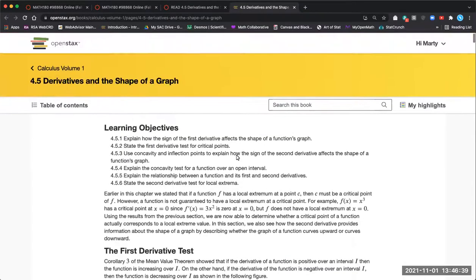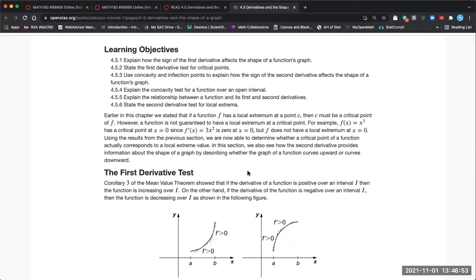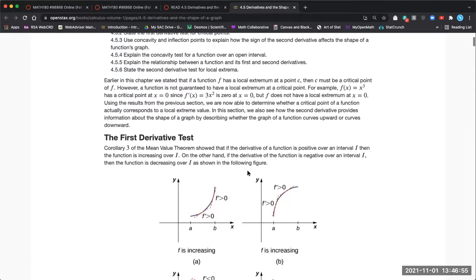Okay, lesson 4.5, applications of derivatives, shapes of graphs. We're going to be using first derivative tests and second derivative tests to help us analyze the shape of a graph and its characteristics, whether it's increasing, decreasing, concave up or down. And again, it's the analysis of the behavior of a function using derivatives and putting those relationships together.